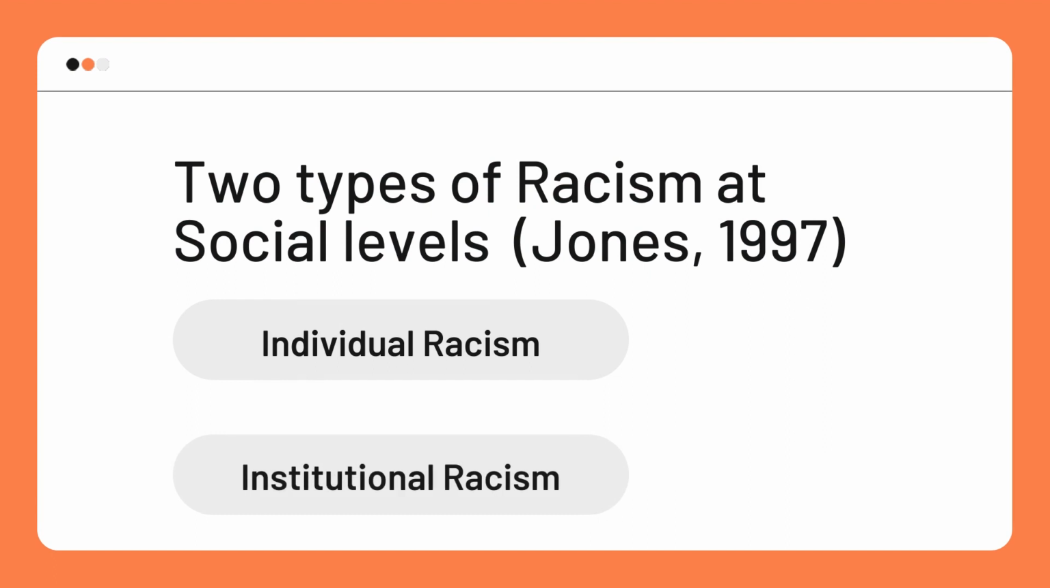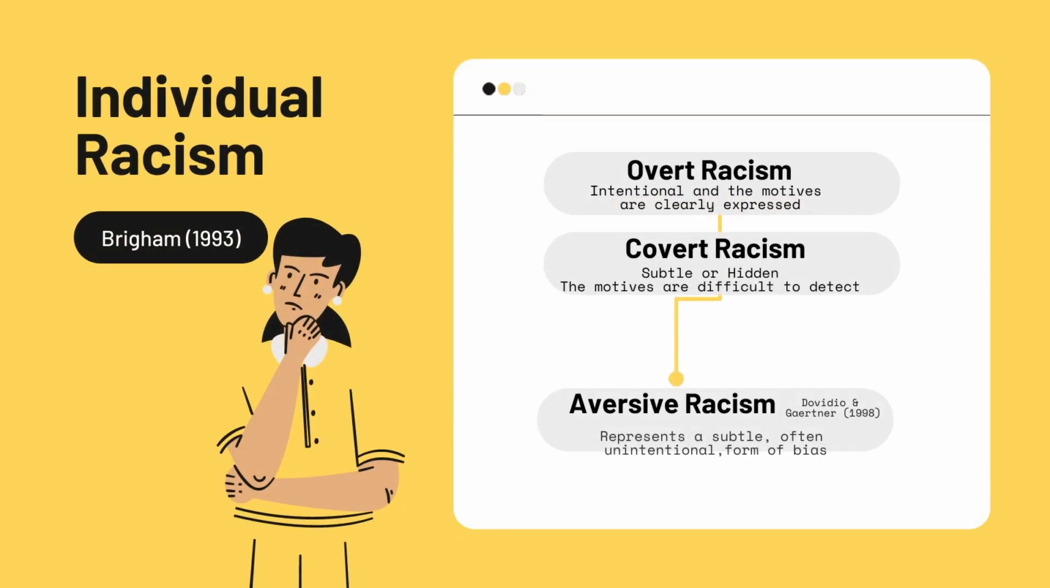So, according to Jones, there are two types of racism at social levels: individual racism and institutional racism. So, what is individual racism? Individual racism refers to an individual's racist assumptions, beliefs, or behaviors, and is a form of racial discrimination that stems from conscious and unconscious personal prejudice. Individual racism can be expressed both overtly and covertly.